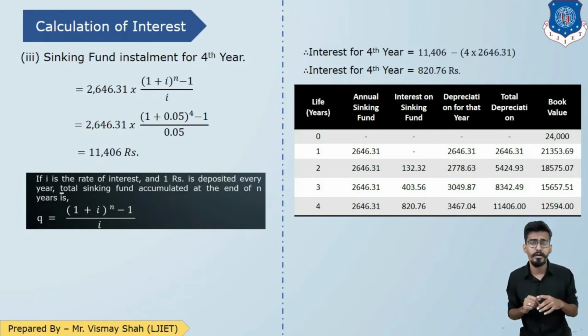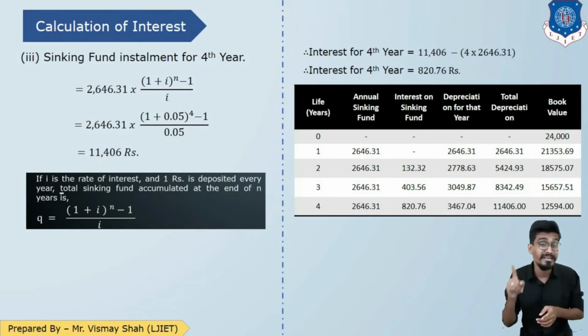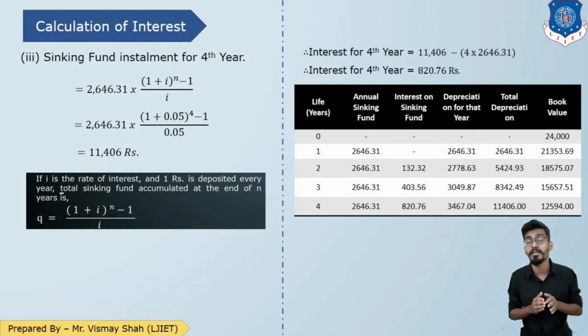That at the end of fourth year, you have invested 2,600 as sinking fund. Interest is 820 rupees. So the total depreciation for that year will be 2,643 rupees plus 820 rupees. The depreciation till last year was 8,342 rupees, and this year the depreciation is 3,467 rupees. So the total depreciation up to fourth year will become 11,406 rupees.